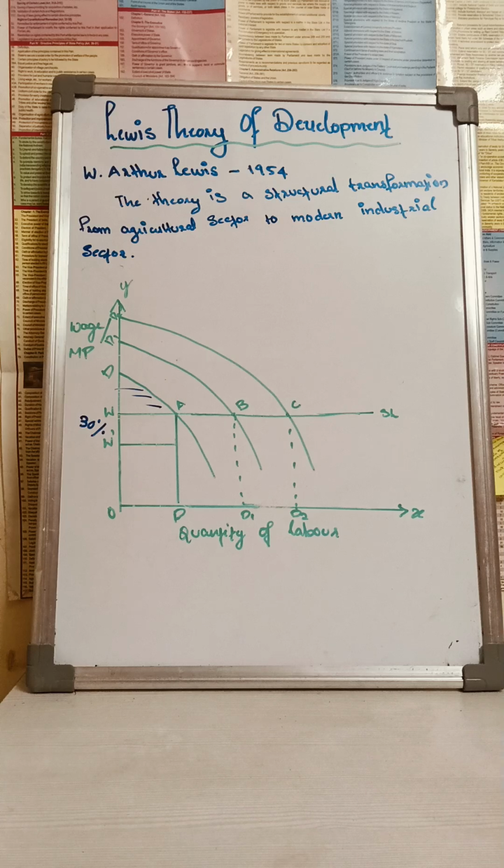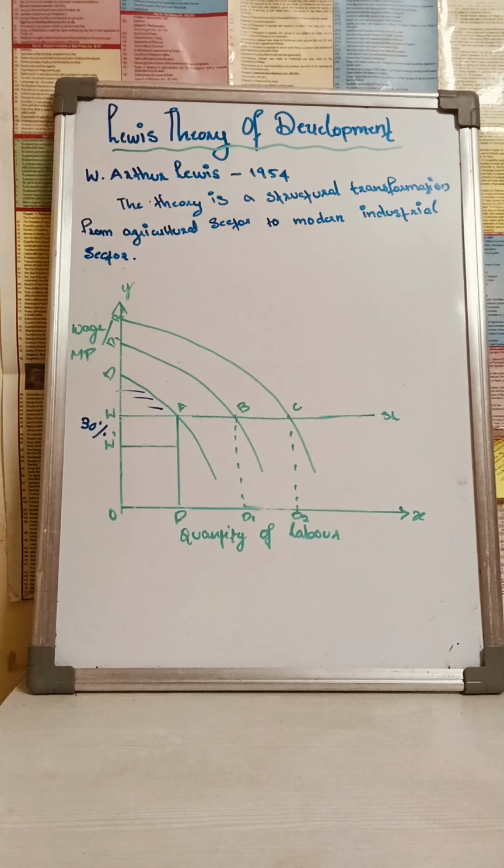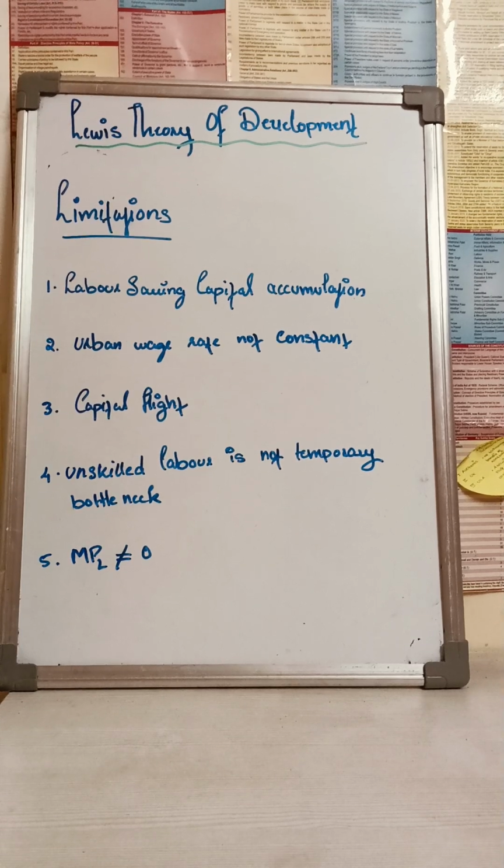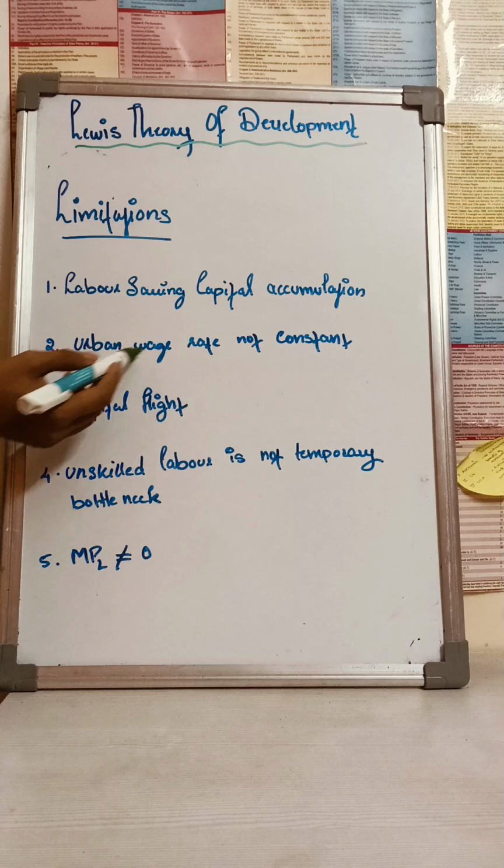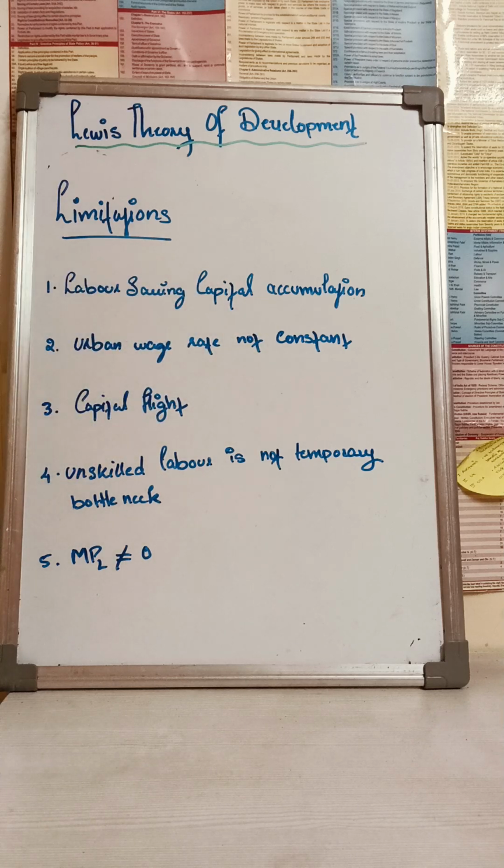Now let us see what are the limitations of the labor surplus model of Lewis. Firstly, labor saving capital accumulation. The theory assumes that as the industry expands, they would require more labor, but there is a good chance that instead of labor, the industrial sector might prefer a more capital intensive technique for production. Second, urban wage rate is not constant. The theory assumes that the wage rate remains constant in the industrial sector till the surplus labor is absorbed from the agriculture sector, but the urban wage rate is not constant.